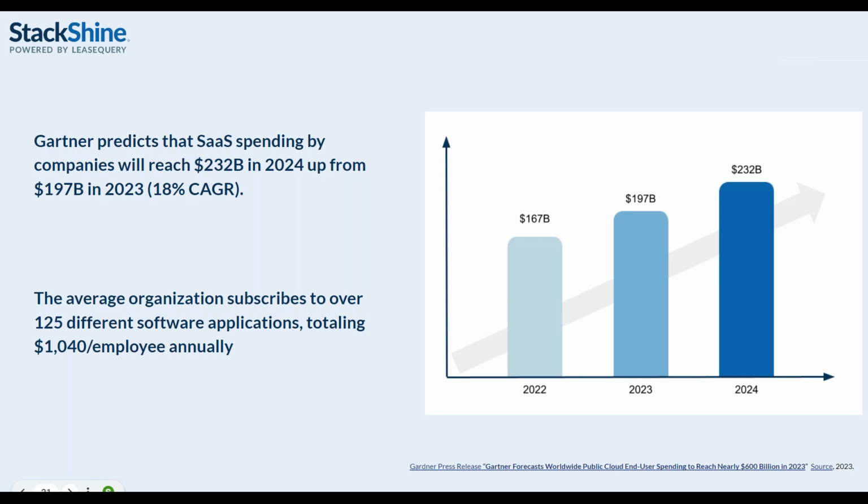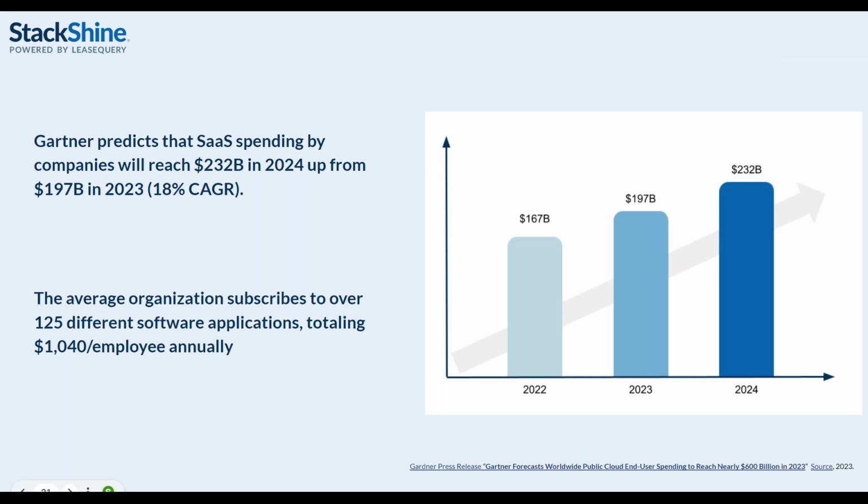While this might seem to be a really huge number and might surprise some of you, once you break it down, it's not that hard to believe, considering that the average organization actually subscribes to over 125 different software applications, totaling $1,048 per employee annually.